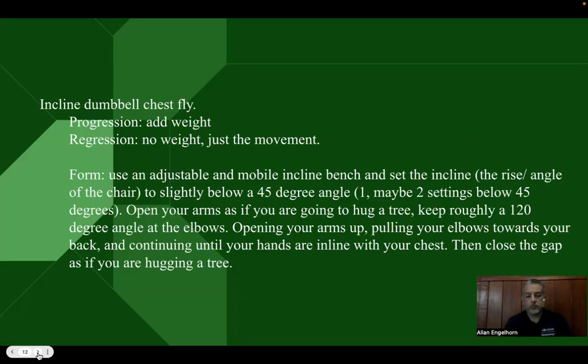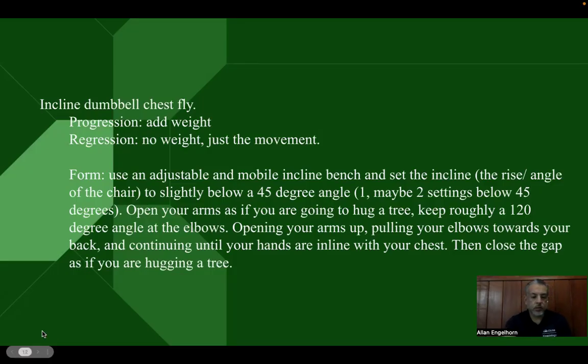So your form, you can grab one of those adjustable benches that go up and down, they rise. And instead of having the bench set at a 45-degree angle, which would be 9 o'clock, we're going to drop that down to maybe an 8 o'clock position. So it might be like 1 or 2 ticks below the 45 degrees. And you're going to open up your arms and hug a tree. It's the best way and most easiest way I could explain it to you. So open up your arms and hug a tree.